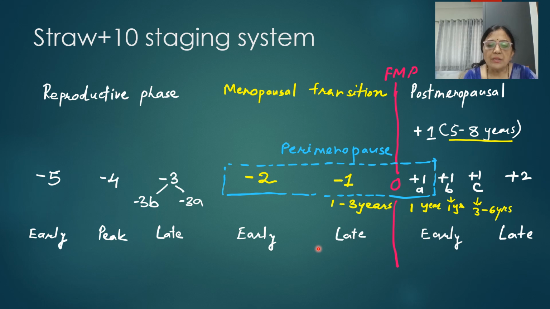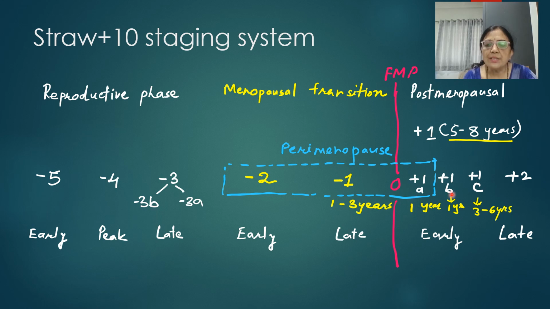Depending on various clinical presentation and lab criteria, further divisions have been made in these 7 subgroups. Plus 1 is immediately after the menopause, that is early postmenopausal, which is further divided into plus 1A, plus 1B, and plus 1C. Plus 1A is the first year after the final menstrual period. So for the first 12 months, it is plus 1A.